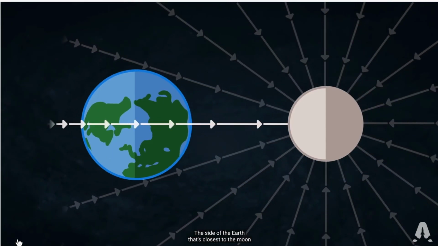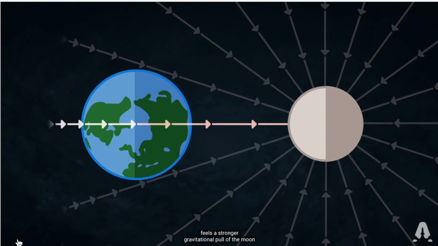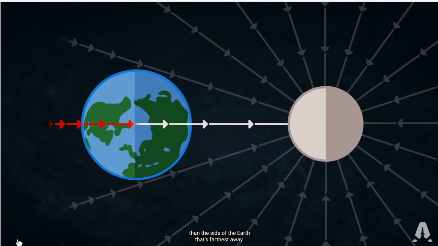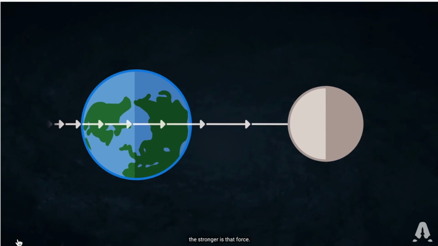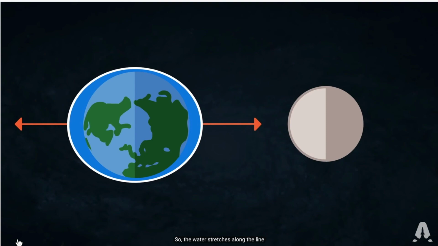The side of the Earth that's closest to the moon feels a stronger gravitational pull of the moon than the side of the Earth that's farthest away. The closer you are to the source of gravity, the stronger is that force. And that's true for everything, no matter what. The moon is always exerting a gravitational pull on the Earth. And there's a difference in the gravitational pull from one side to the other. Because if there's a difference, it means it's pulling this harder than that. If you do that, you end up stretching. So the water stretches along the line that the moon's tidal forces are pulling. Okay, it's a stretching force. And by the way, we're gonna call that Earth yoga.